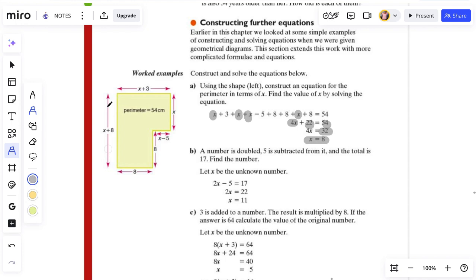So once you get x equal to 8, you can find this length, 8 plus 8, which is 16. This is 8 plus 3, so this length is 11. This is 8. This is 8 minus 3, and 8 minus 5, which is 3. Here's 8, here's 8. So you find the whole length of every side.